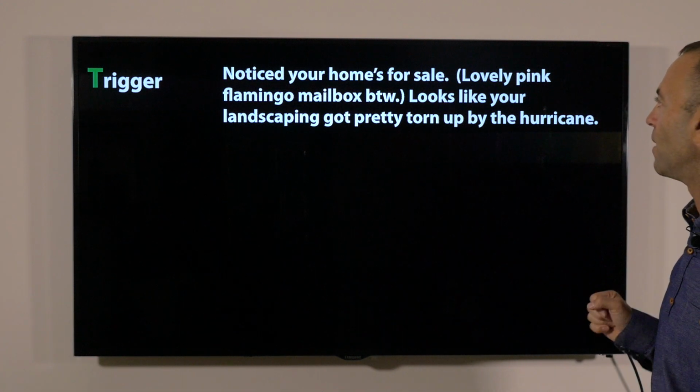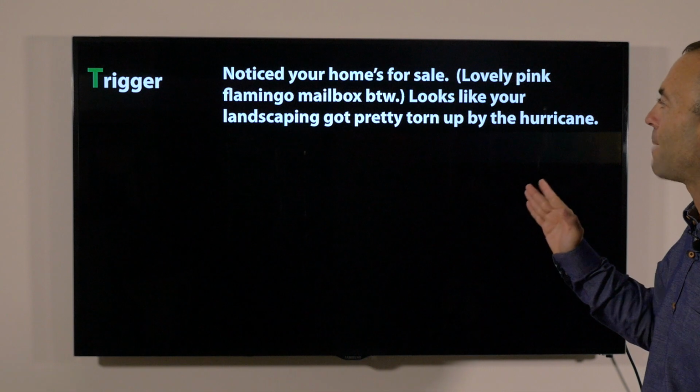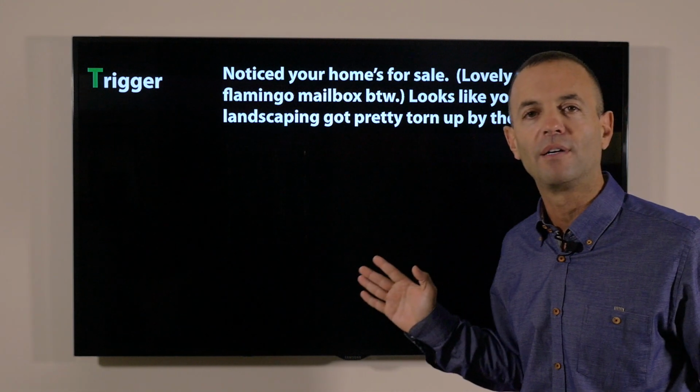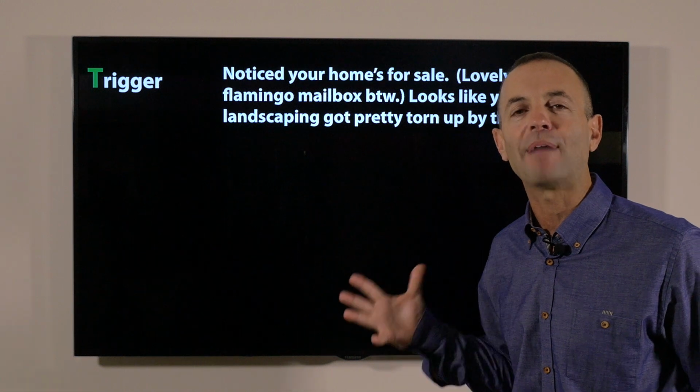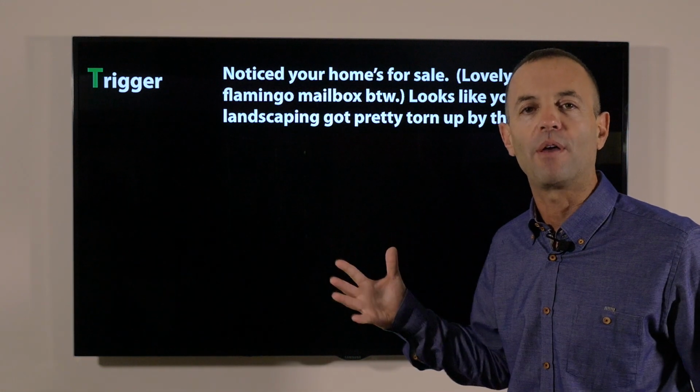And here's what the sentence might sound like. Notice your home's for sale. Lovely pink flamingo mailbox, by the way. Looks like your landscaping got pretty torn up by the hurricane. Now, what am I not doing here? I'm not starting the sentence with I. I'm not talking about me. I'm talking about something I observed that I think I can help with.